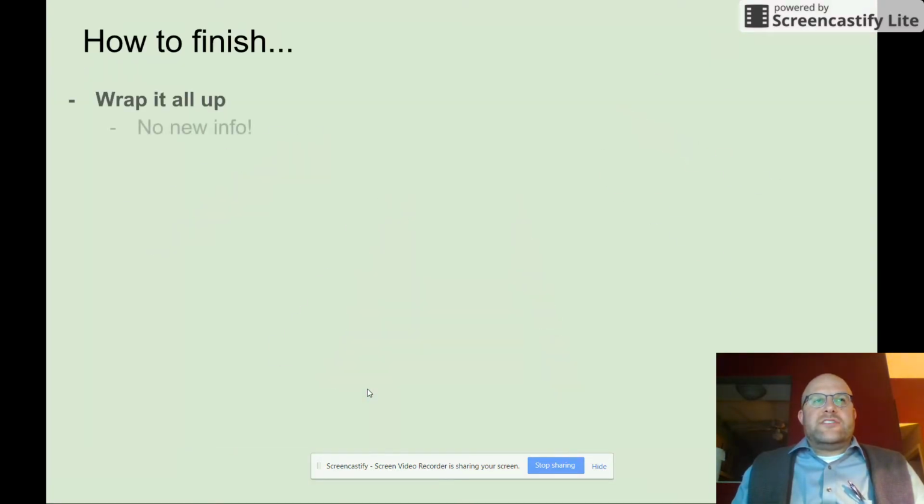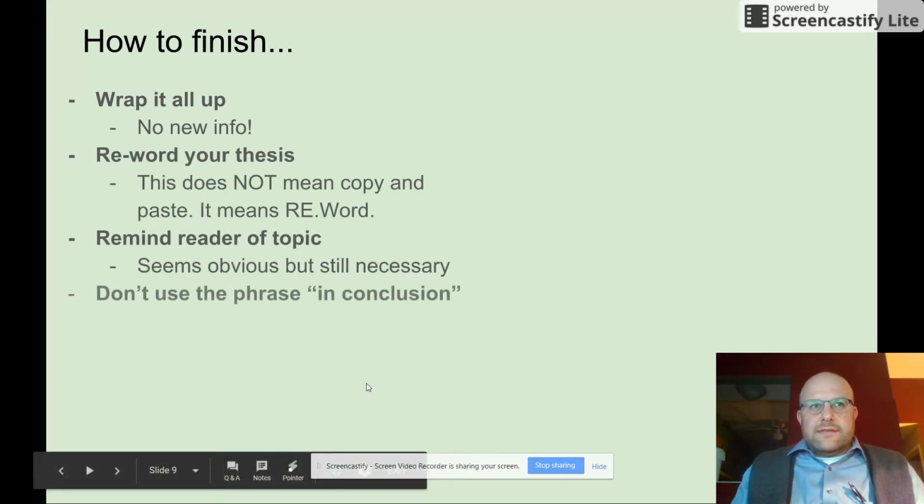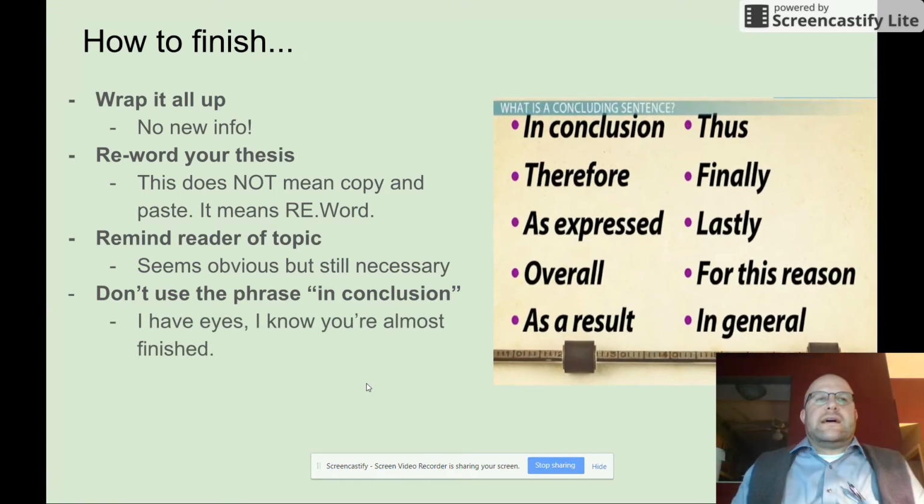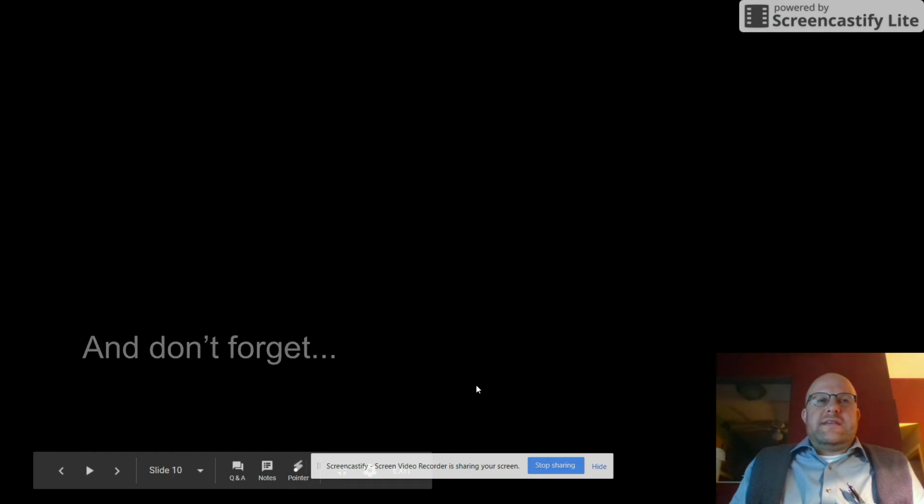So thinking about finishing it, wrapping it up: rewording your thesis and reminding the reader of what your ideas are. And you don't need to use, again, the obvious, "in this paper I will discuss," or "in conclusion." We know that's what you're doing. Try to avoid new info in that concluding paragraph. You're just restating what you've already stated.